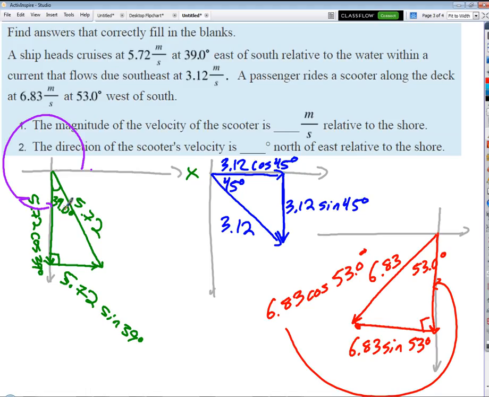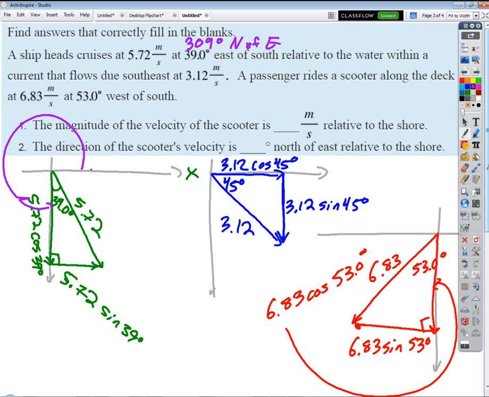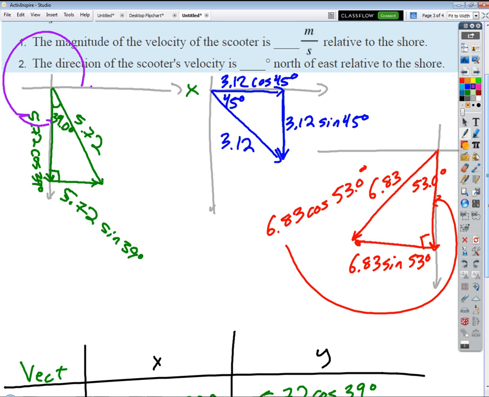So 309 degrees north of east, right? Let's just take that one as an example. We could do that for all of them though. Watch what happens when we calculate these magnitudes.